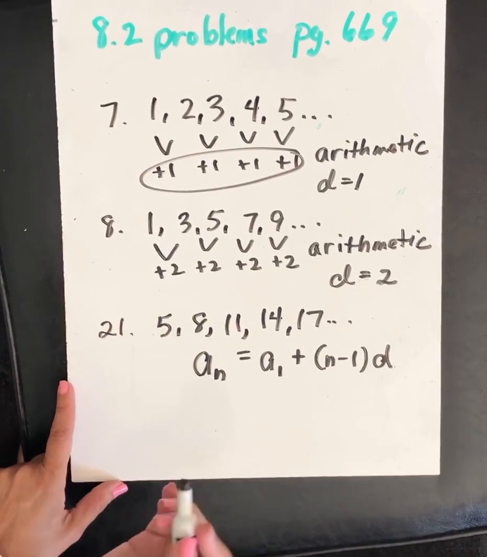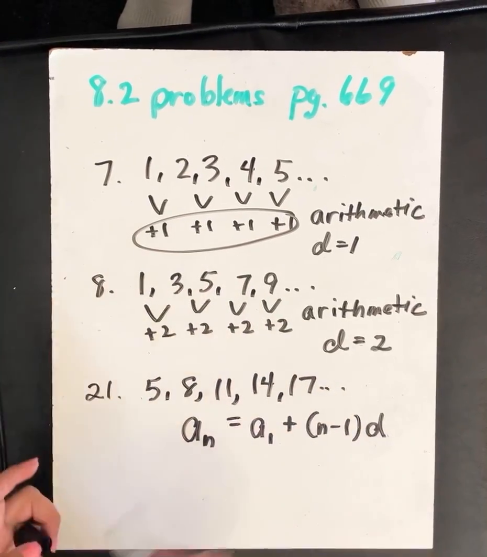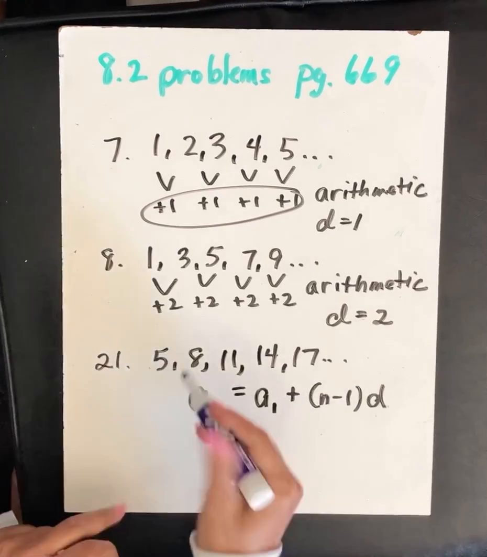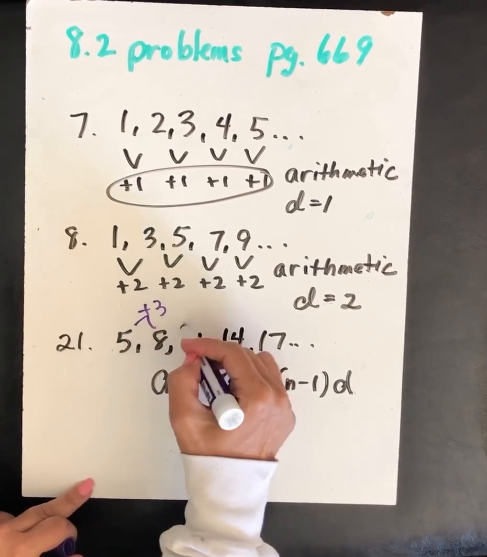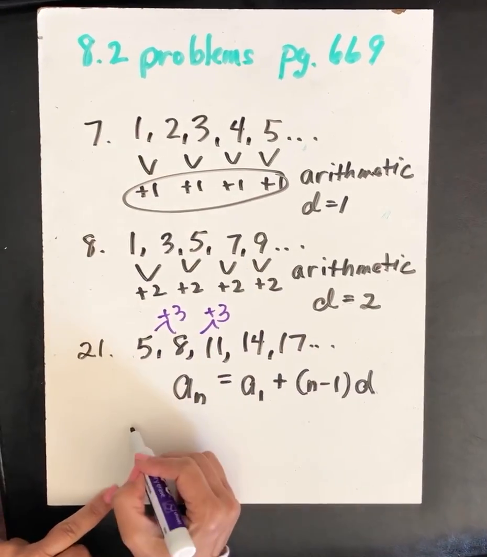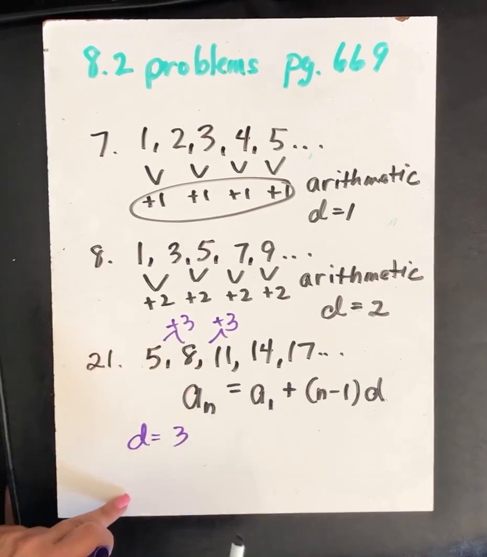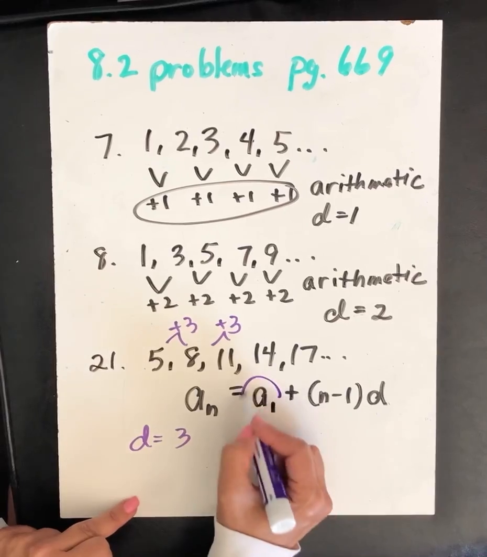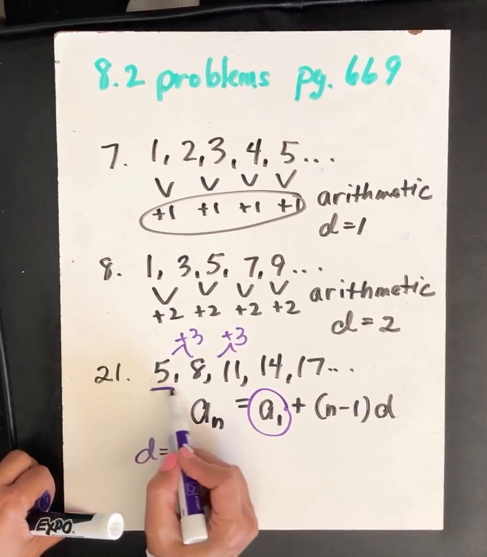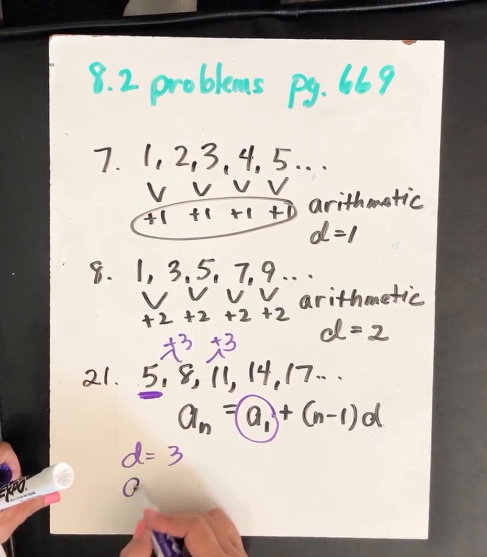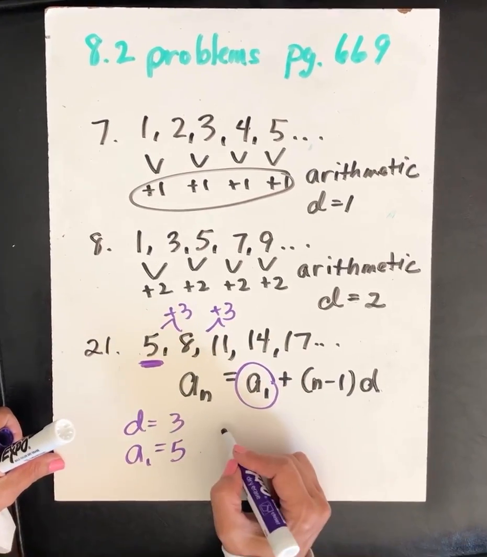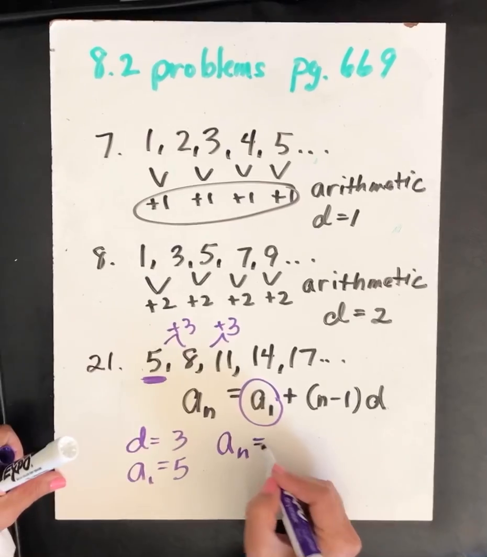So on this one, we want to figure out what the common difference is, or d. So the amount being added each time is 3. So that is our d value. So d equals 3. So on this one then, the first term, or a subscript 1, is just always going to be the first term that they give you. So a subscript 1 equals 5. So we're going to substitute in and simplify.